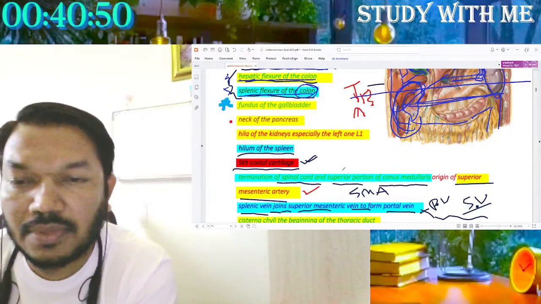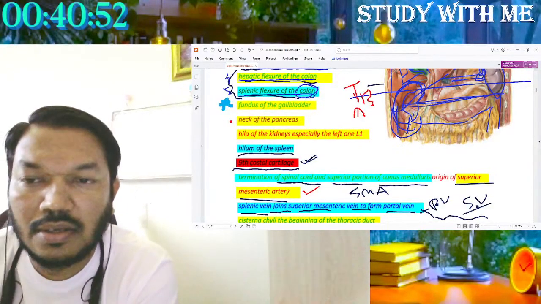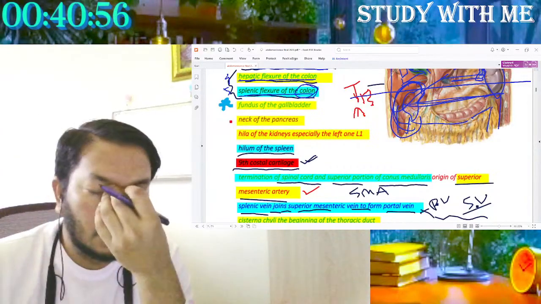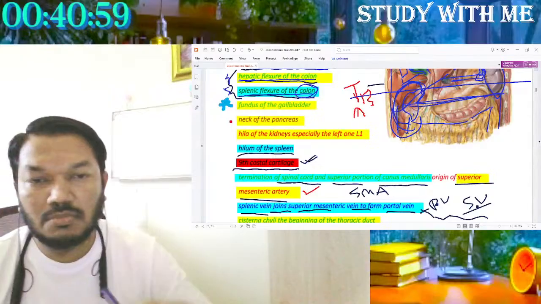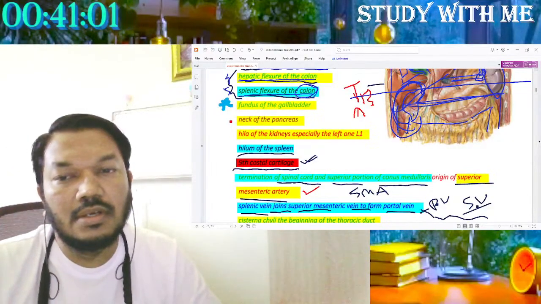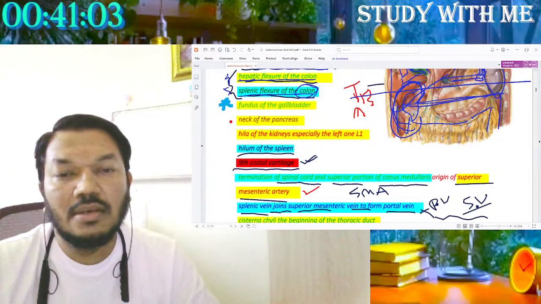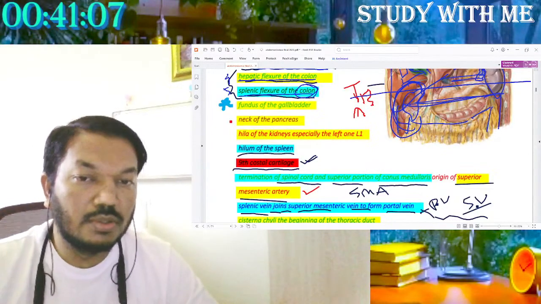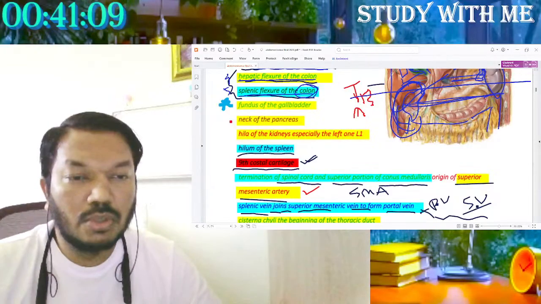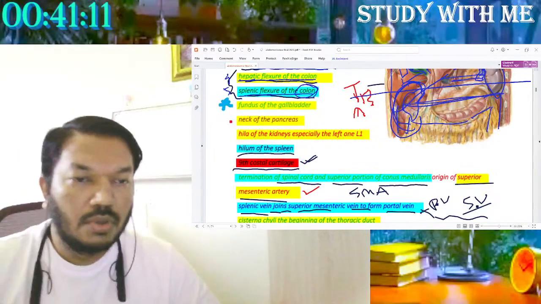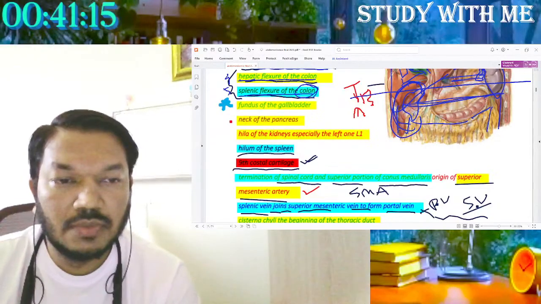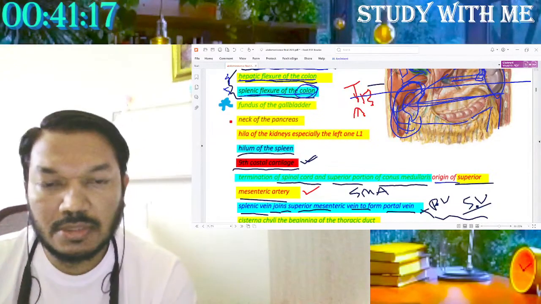Then spleen. Hilum of the spleen, 9th costal cartilage. Then an important structure, the spinal cord. Which part? Termination of the spinal cord and the beginning of the conus, or superior portion of the conus medullaris. Okay. Important artery, which artery? Origin of the superior mesenteric artery.